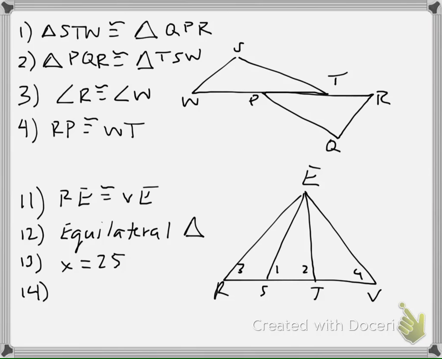For number 14, it's asking, if angle 1 and angle 2 are congruent, ES equals 3y plus 5 and ET equals 25 minus y, then y equals what? So you would just set 3y plus 5 and 25 minus y equal to each other, and you would get the answer y equals 5.